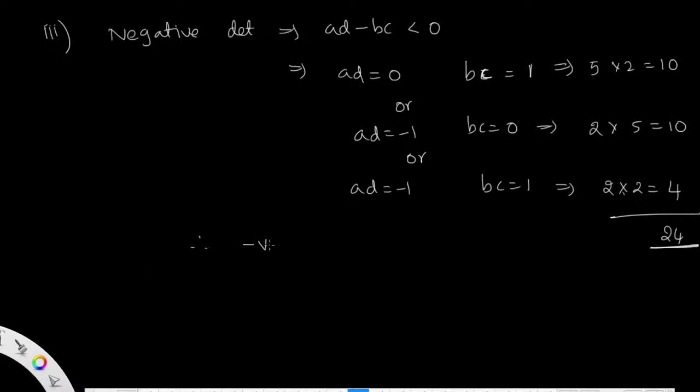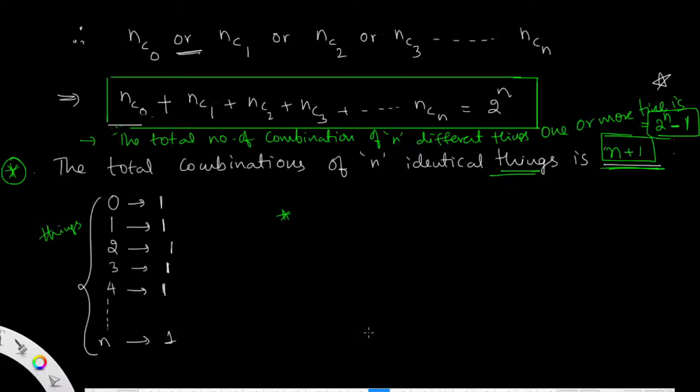Therefore, for negative determinant value, we have 24 ways. You can get 24 ways. And then the fourth bit is there. Fourth bit, question number 4.